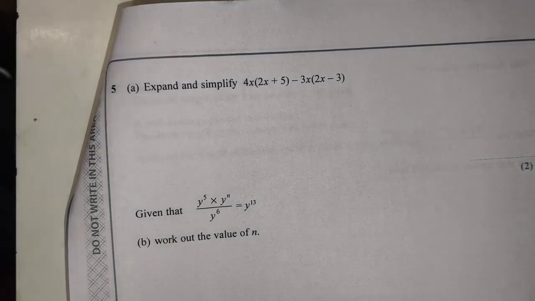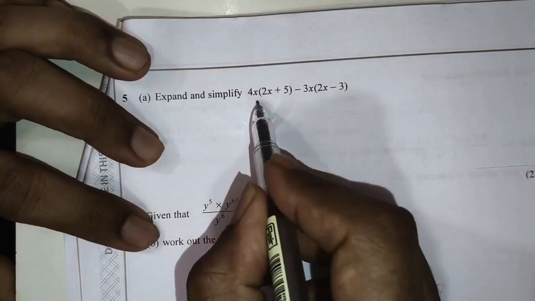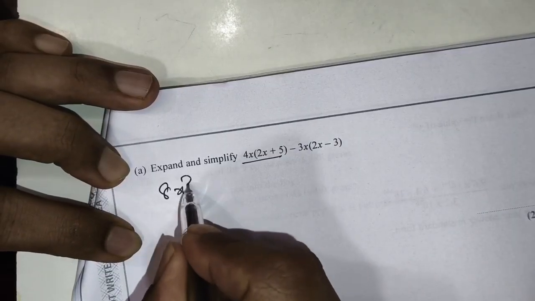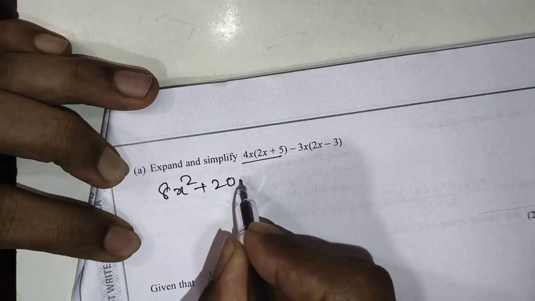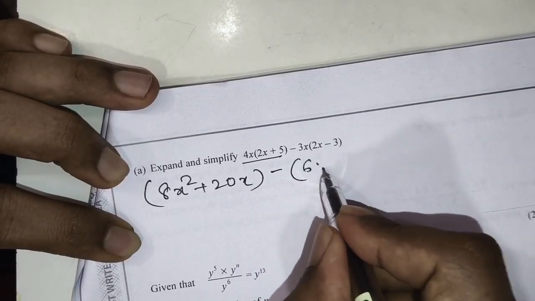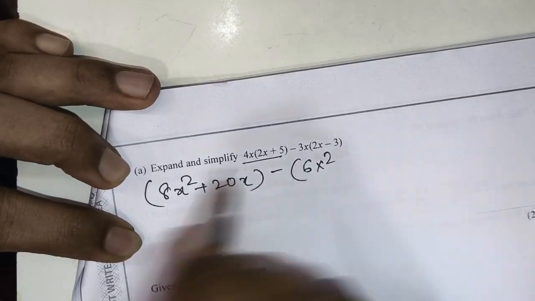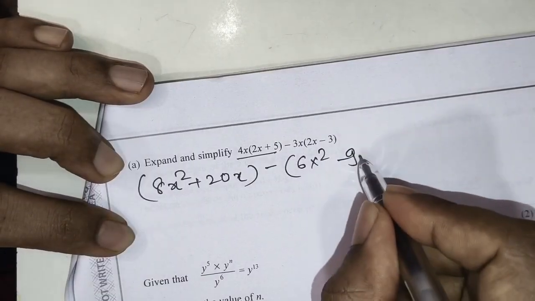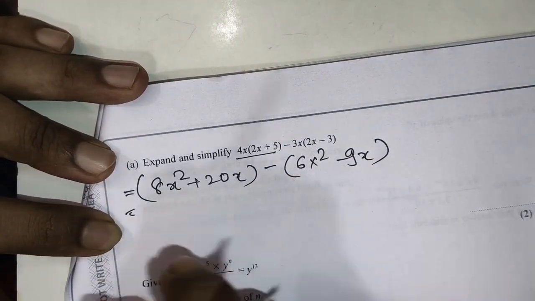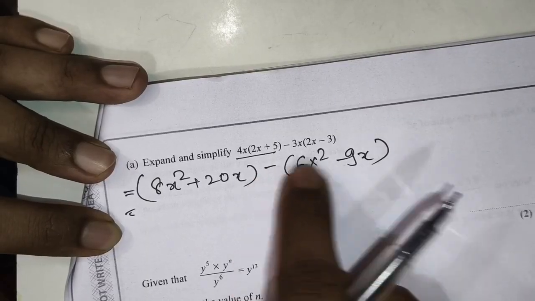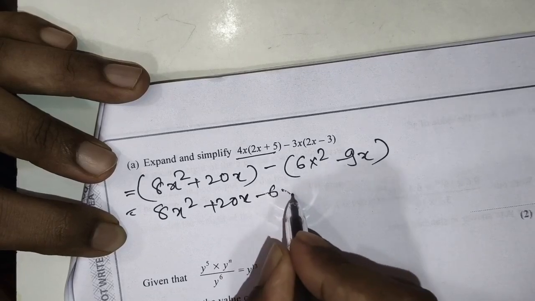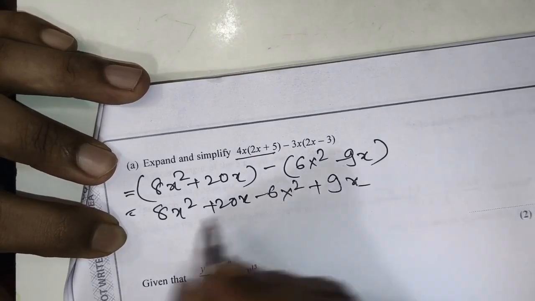Expand and simplify this. What should you do? Open this bracket first. Let's start opening the bracket. 4 times 2 is 8, and x square, so 8x square plus 20x, put a bracket, minus 3 times 2 is 6x square, 3 times minus 3 is 9x, correct? Now expand the bracket. Always remember, minus times plus becomes minus, but minus times minus becomes plus. So 8x square plus 20x minus 6x square plus 9x.